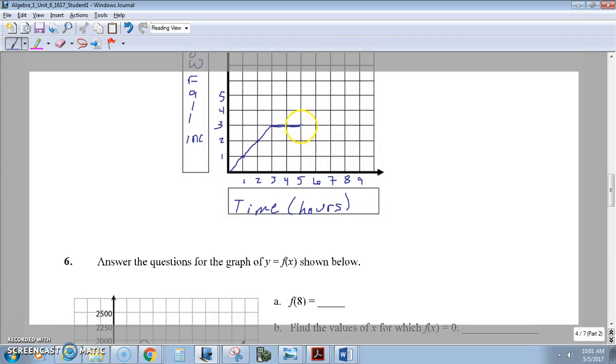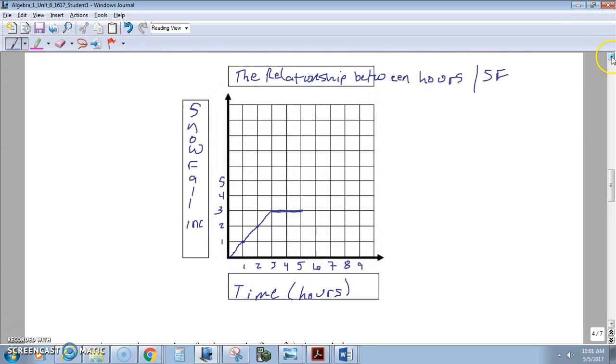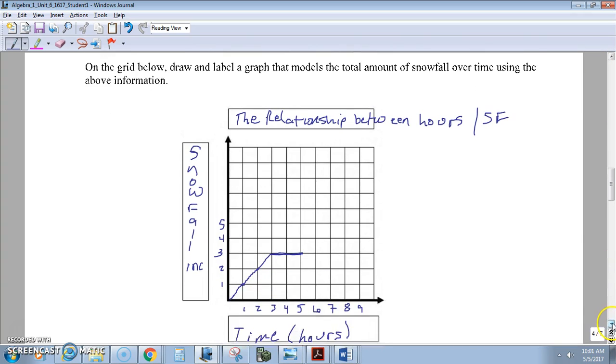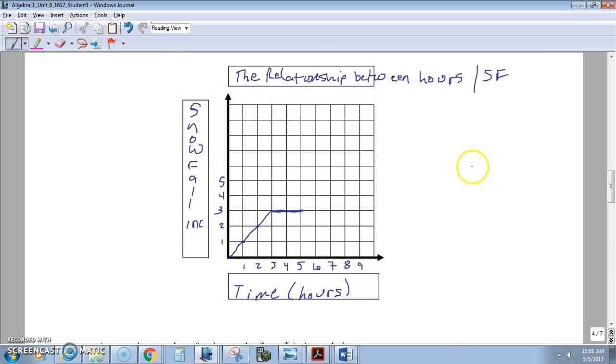So that means 1/2 an inch per hour. So it's only an inch every 2 hours, right? So it'll be a whole inch, 1 hour, 2 hours, it'll be a whole inch, right? And then 1 hour, 2 hours, it'll be another whole inch.